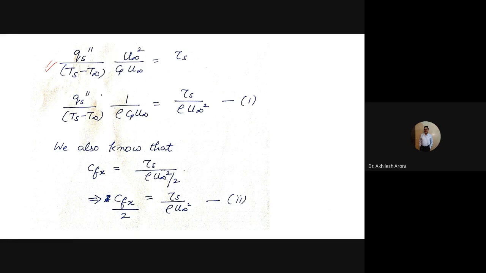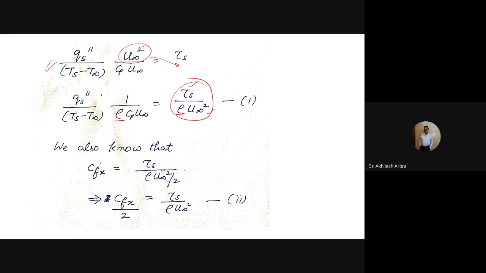So this u infinity square is taken towards the right hand side here. You can see it appears here, and we also have multiplied here by rho. So rho is multiplied here also, so it is commonly dividing both sides. Now let us see the right hand side expression here.